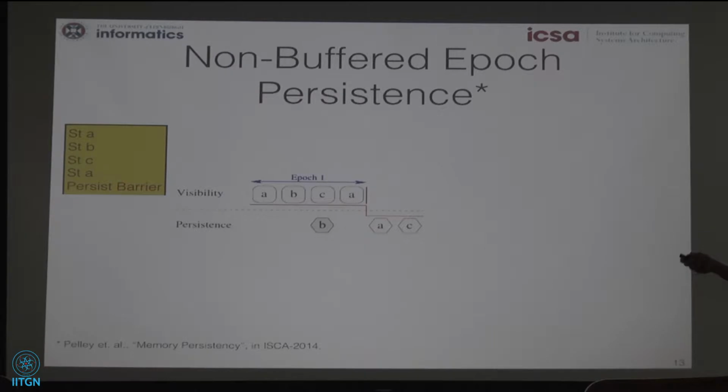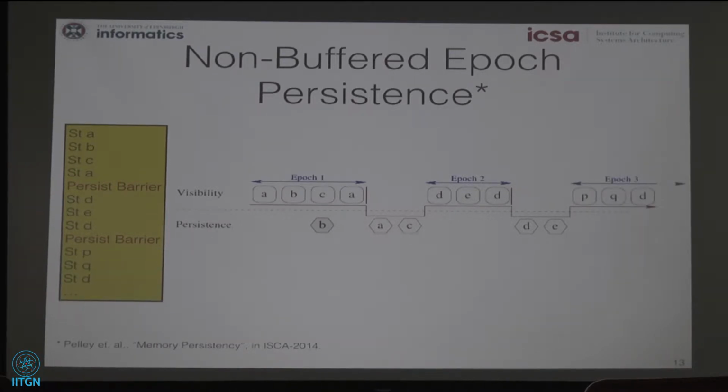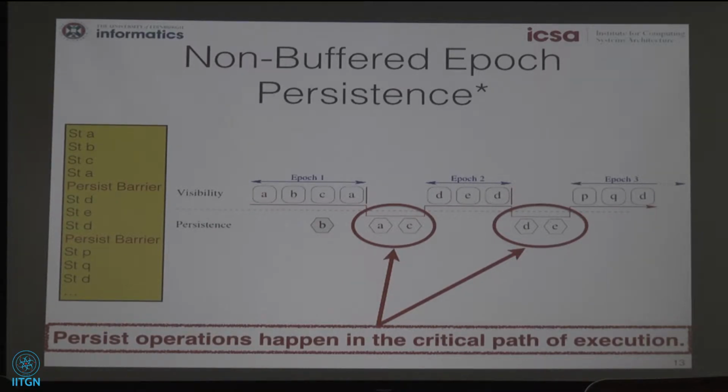At the end of the epoch, you will have a persist barrier. Since this is non-buffered epoch persistence, this epoch will first be flushed. So any data that is modified as part of this epoch will be first flushed to non-volatile memory, and only then will the processor start executing the next epoch. And so on. When the next epoch ends, again, all the data modified in that epoch will be flushed and it will execute a subsequent epoch. But here you can see that persist operations are happening in the critical path of execution, which will slow down your program, which will increase your program execution time.